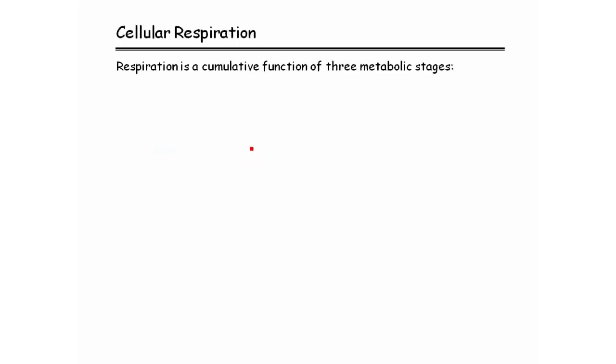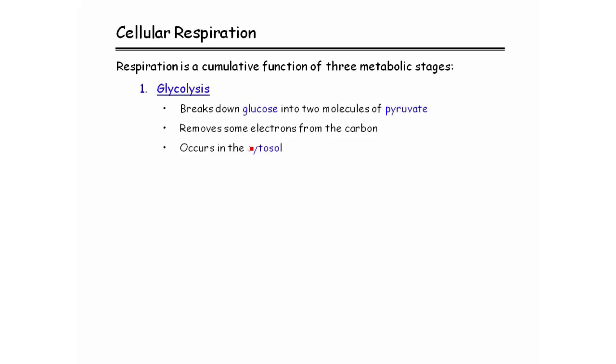Now, if we talk just an overview of respiration, the process of cellular respiration is going to be a cumulative function of 3 individual metabolic stages. We'll talk about the overview here, and then later we'll go into the individual details and enzymes that are involved in these steps. The first stage is going to be glycolysis.